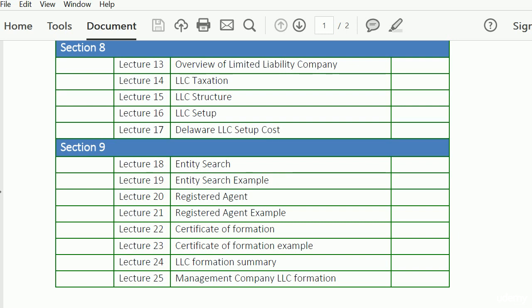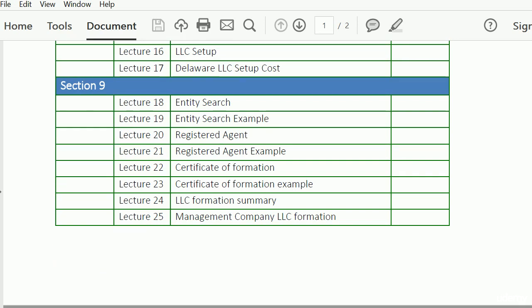One of the requirements in Delaware and in many other states when you want to form a management company or a limited liability company is to have a registered agent. So we'll go through how to find a registered agent, and we'll go through an actual example of a registered agent. And then we want to be able to form the management company or the LLC. So we'll go through the certificate of formation, an example of the certificate of formation, how to actually fill that form out. Then we'll look at the summary of what we have accomplished so far with the LLC and the management company.